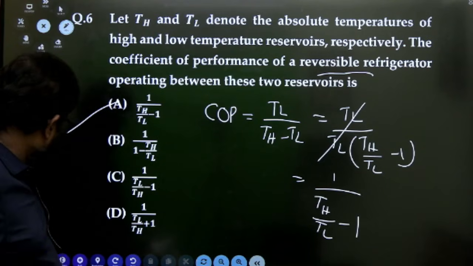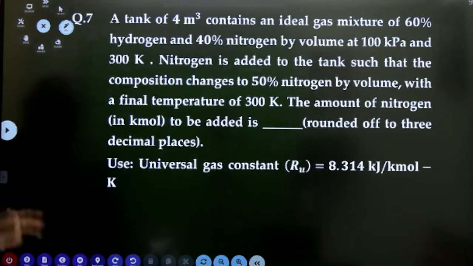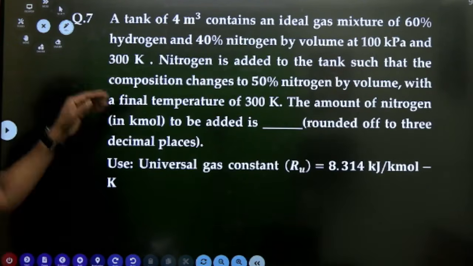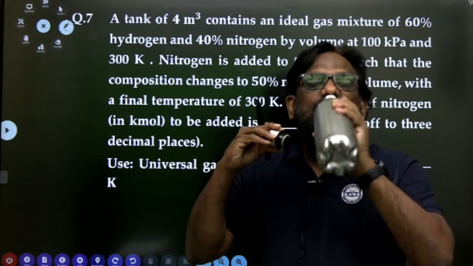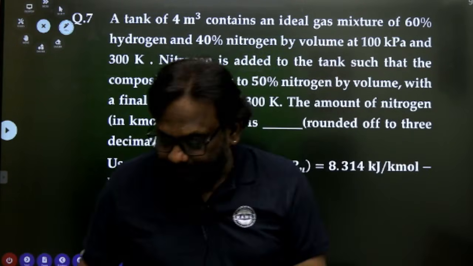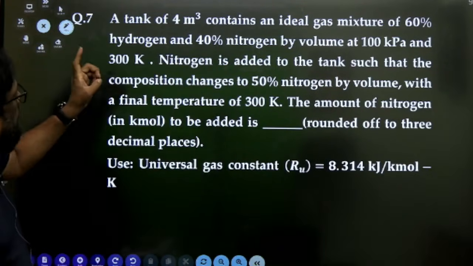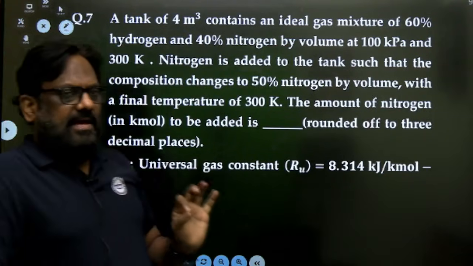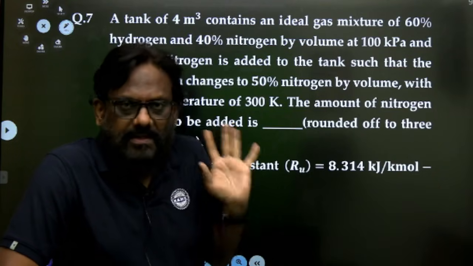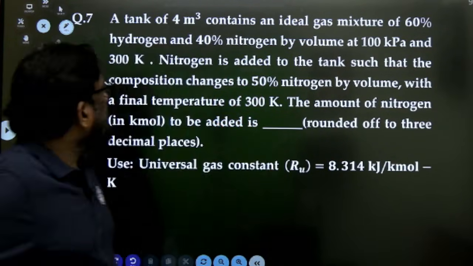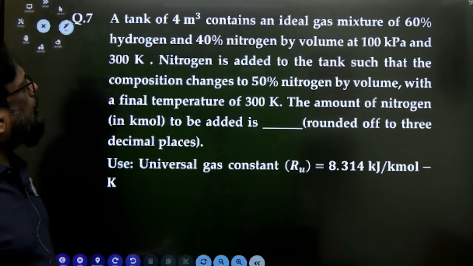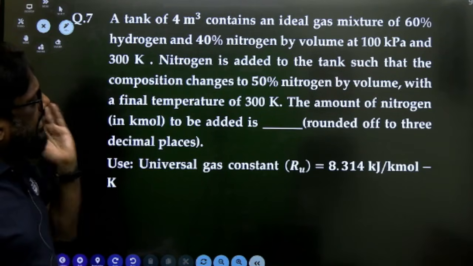Okay, next. Good question, sir. Please read the question. Let's not waste time. A tank: whenever it says tank, volume is fixed. Remember that, it is not elastic, it is a rigid tank. A tank of 4 meter cube contains an ideal gas.